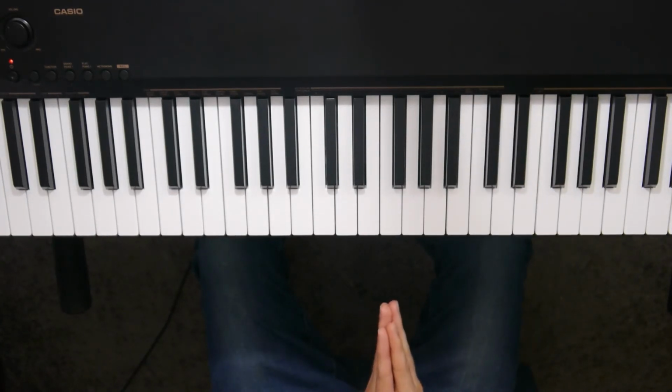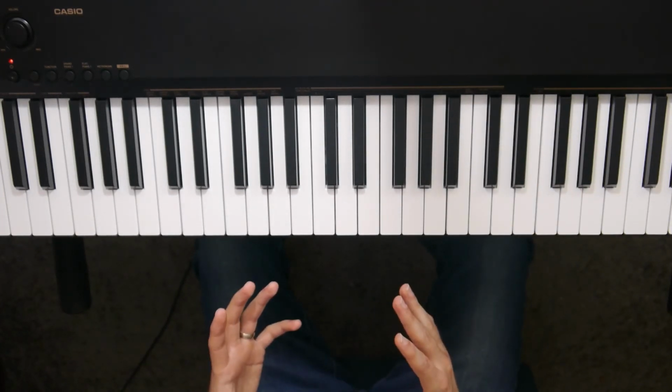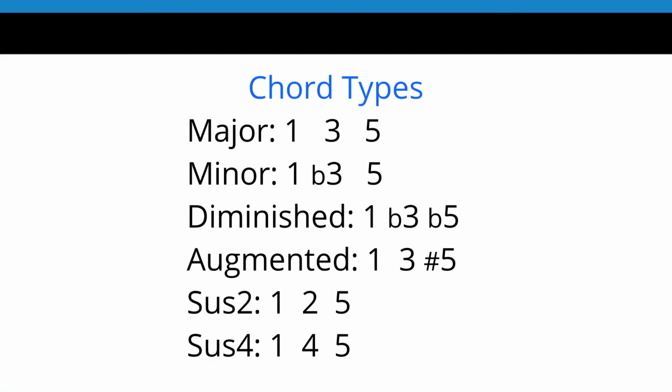Now with that said, we've covered all of our 6 different types of triads. We did major, which is 1, 3, and 5. We did minor, which is 1, flat 3, and 5. We did diminished, which is 1, flat 3, and flat 5. We did augmented, 1, 3, sharp 5. And then we did sus2, 1, 2, 5, and sus4, which is 1, 4, 5.